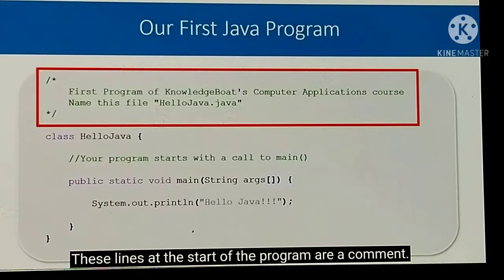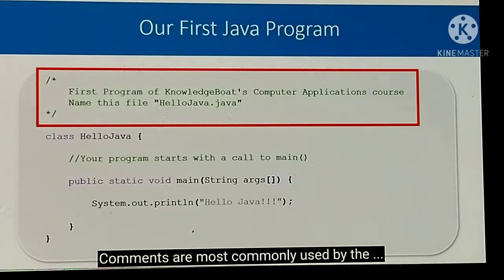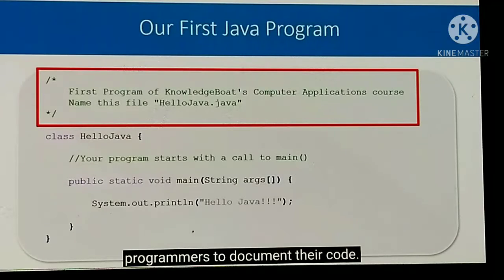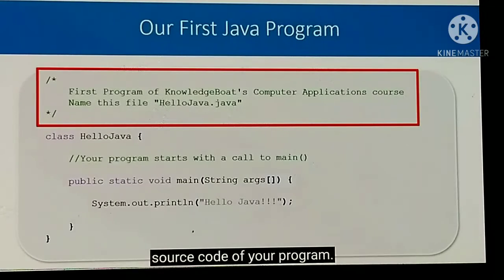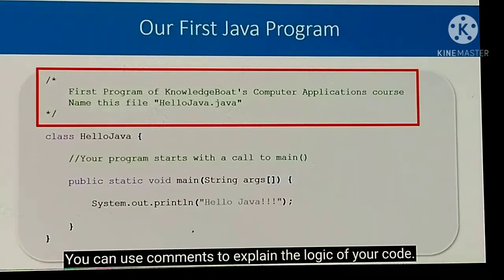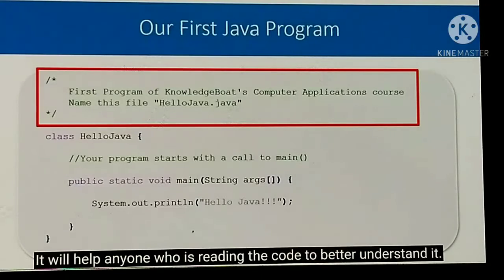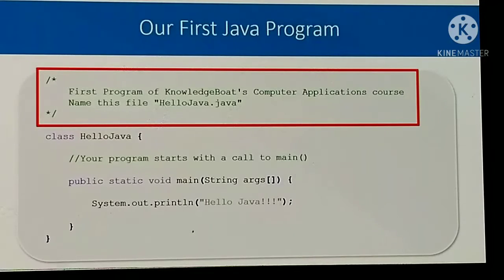So these lines at the start of the program are a comment. Comments are ignored by the compiler. Comments are mostly used by programmers to document their code. Think of a comment as a note that you can write in the source code of your program. You can use comments to explain the logic of your code. It will help anyone who is reading the code, and anyone includes you as well.